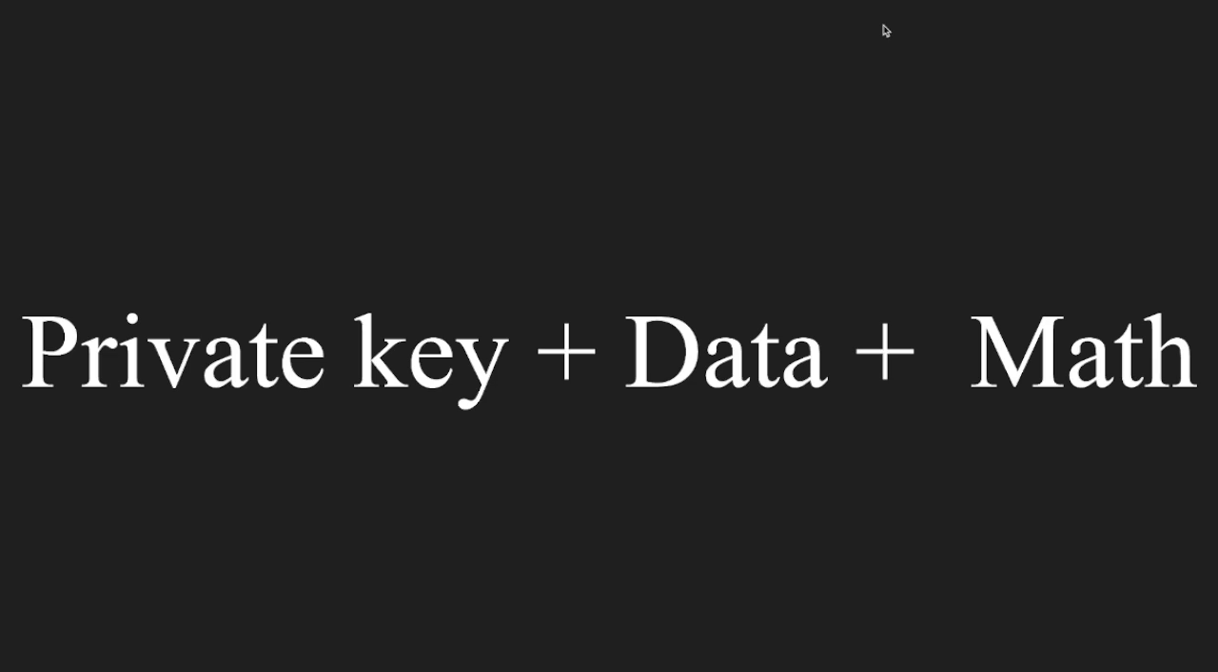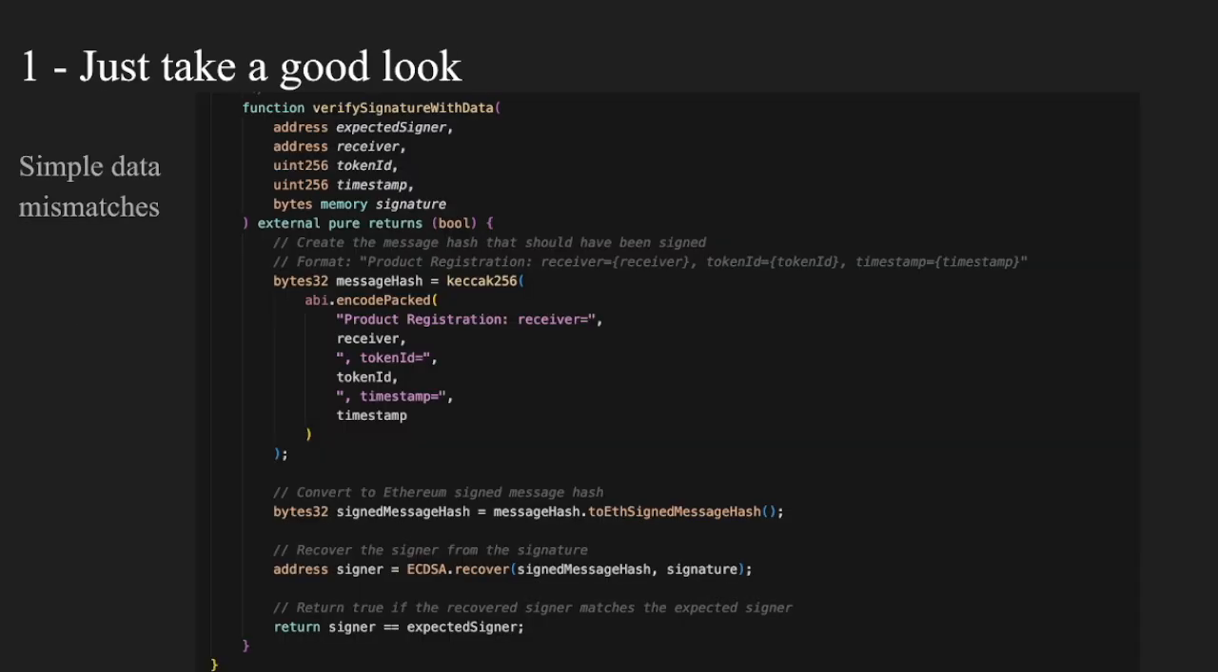And let's just talk very broadly. A signature is just a private key, some data, and then some math. Which also means that when you have a signature mismatch, this is likely where your problem stems from, one of these factors. So the first thing that could happen is you just need to take a good look at what you're doing, okay? Simple data mismatches.